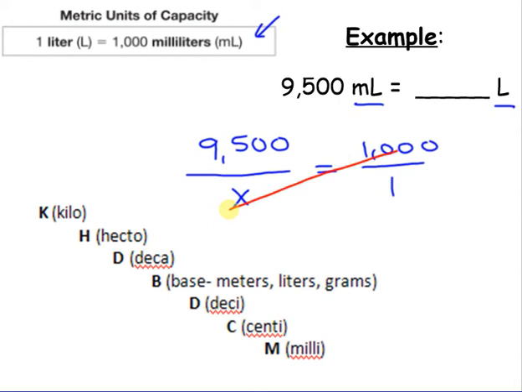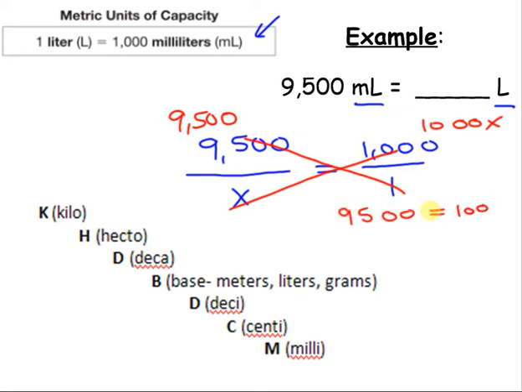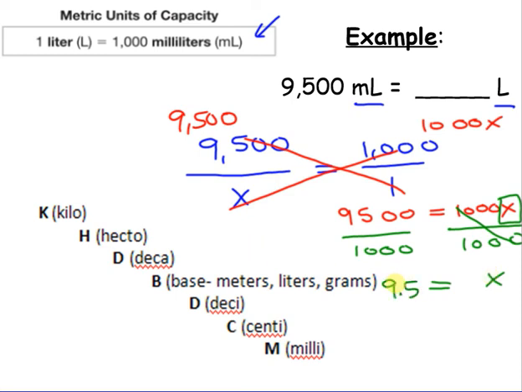Let's cross multiply. X times 1,000 is 1,000x. 1 times 9,500 is 9,500. Set them equal to each other. 9,500 equals 1,000x. I don't have a lot of space, but I'm going to box the variable. Divide by 1,000. Divide by 1,000 on the other side as well. These cancel, and you're left with x equals. And when you do 9,500 divided by 1,000, you're going to get 9.5, which means that 9,500 milliliters equals 9.5 liters.